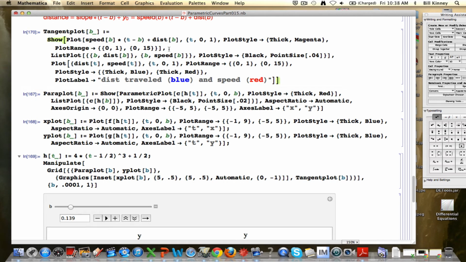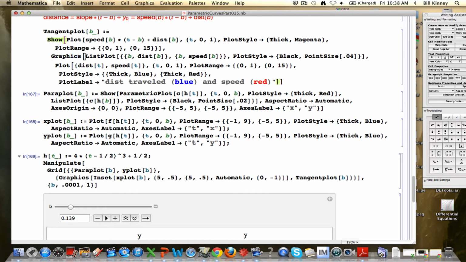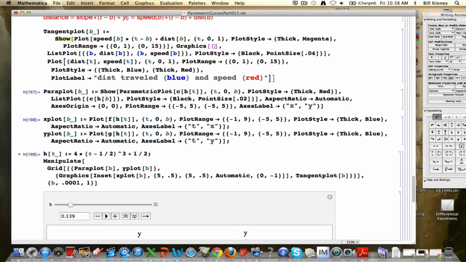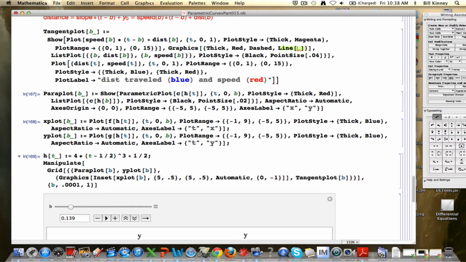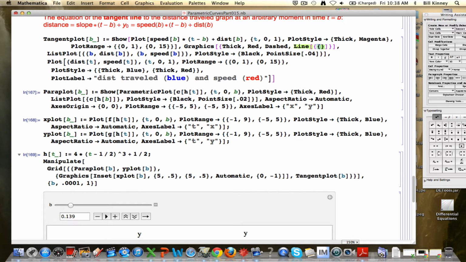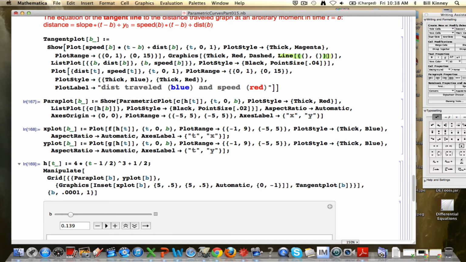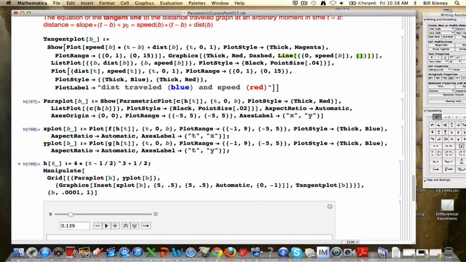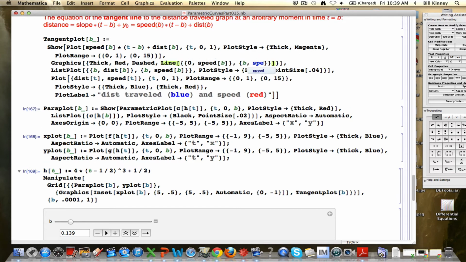We've seen the use of graphics before. I will use graphics again to make a thick red dashed line; you can add this option, dashed, in here. This line is going to go between 2 points. Just typing in the syntax here. The first point is going to be the point 0, comma, speed of b. It's going to be on the vertical axis in that lower right graph. And the second point is going to be the point b, comma, speed of b.